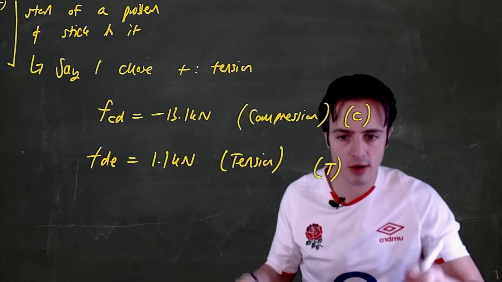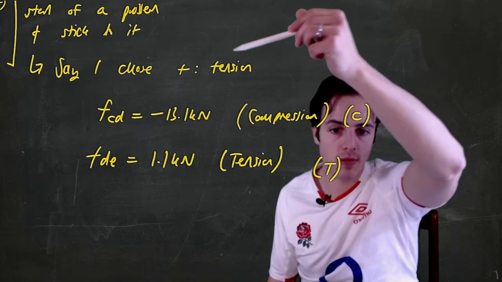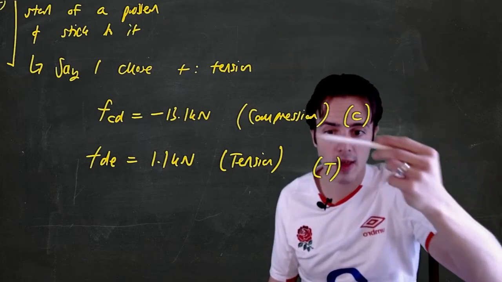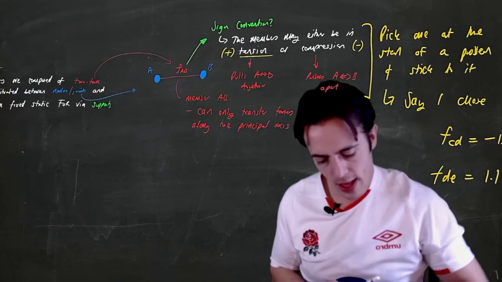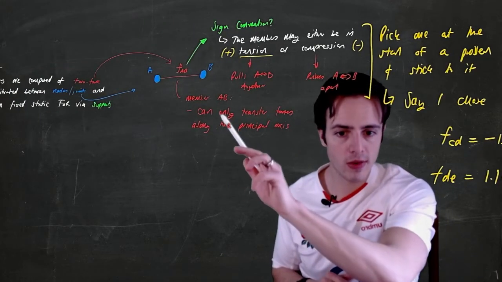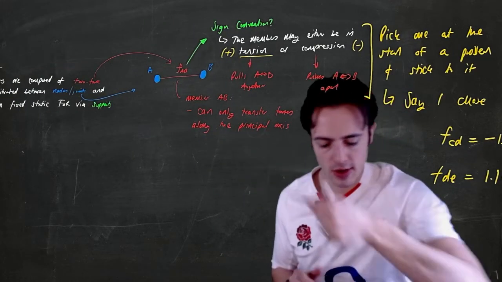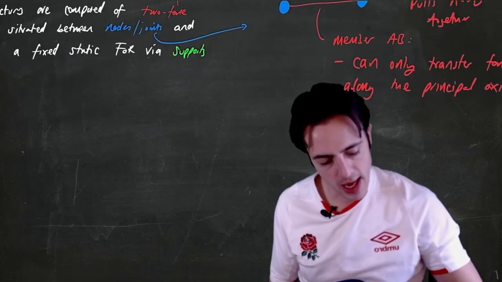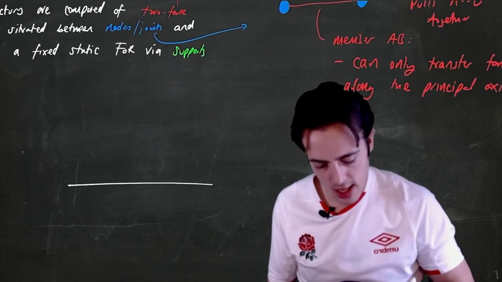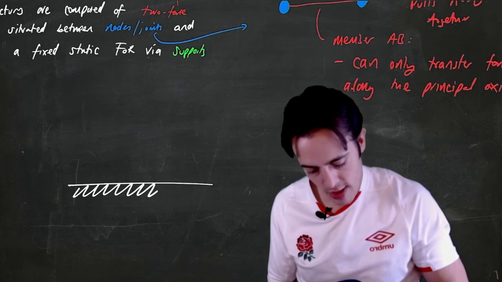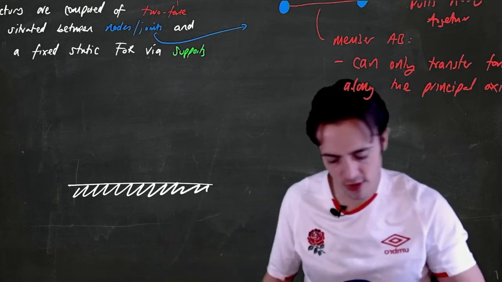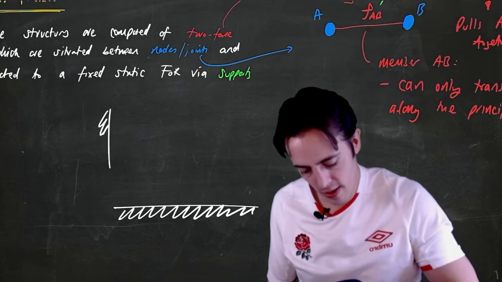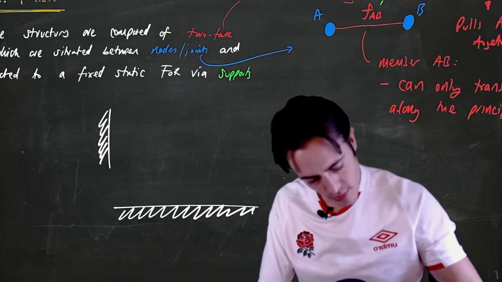And again, if you'd gone the other way around, if you'd chosen positive to mean compression, because that's the way you want to choose it, these two would then be the other way around. So that's what I mean by two force members, and that's what I mean by joints and nodes, and then supports are just the way that a structure is connected to a rigid support. So we tend to draw a rigid support as something like this, either a floor or sometimes connected to a wall, for example.